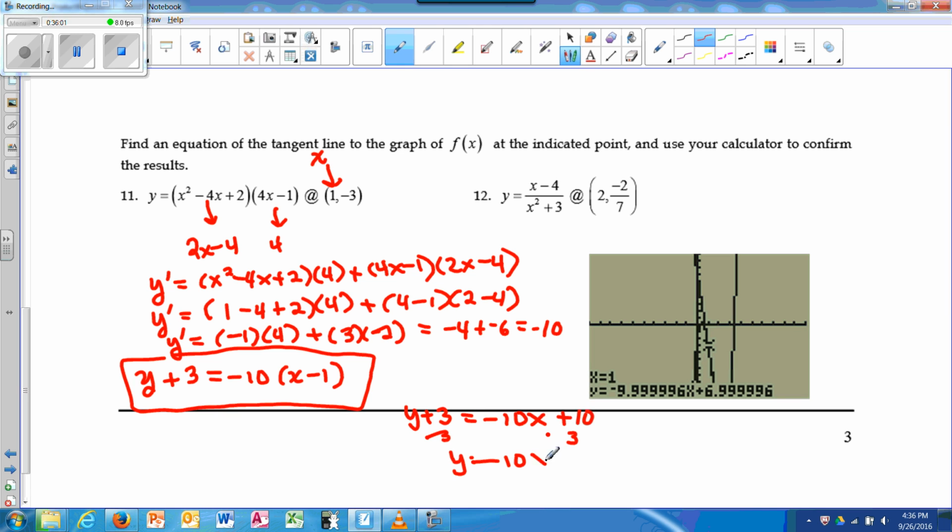Now, I want my answer to be left in point-slope form. However, I can still use some algebra to check my answer against the calculator. I have to remember to distribute the negative 10. And then if I subtract 3 from both sides, negative 10x plus 7. My lines are kind of running together a little. Let me see if I can straighten that up a little bit.